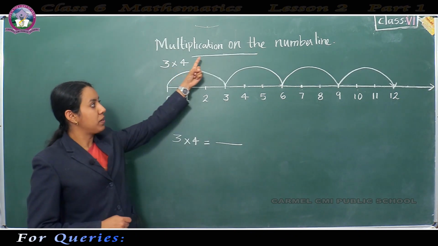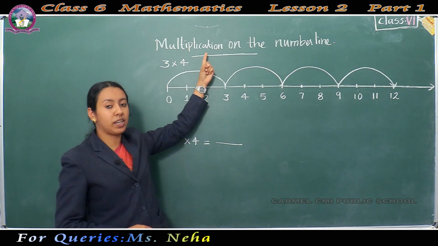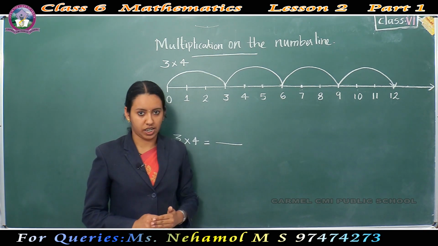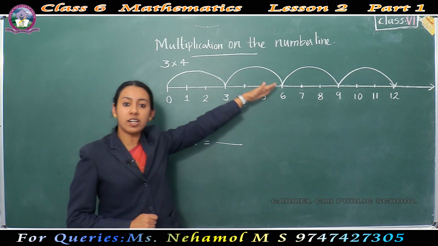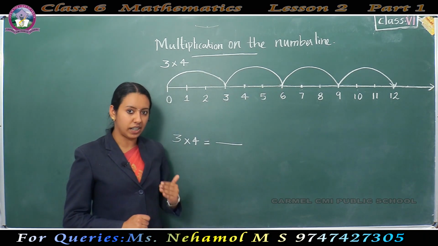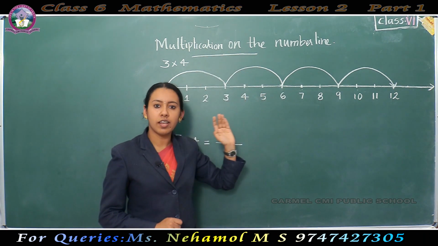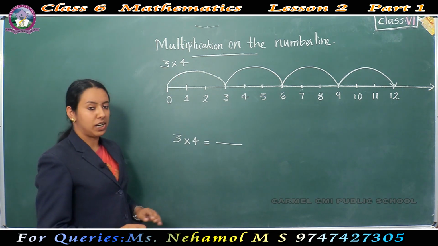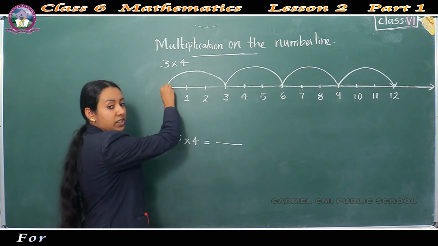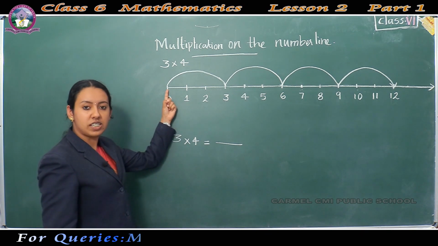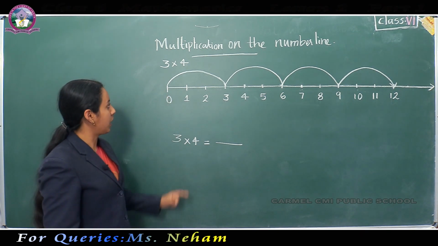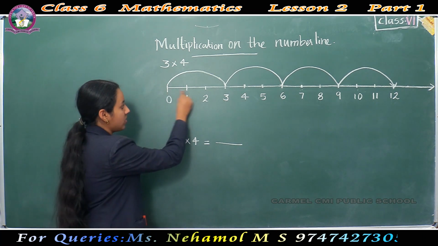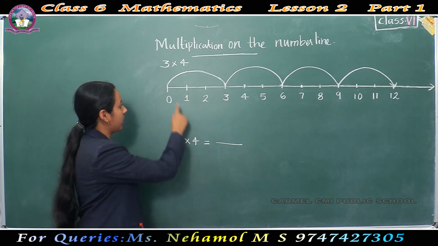Next one, multiplication on the number line. We know that multiplication is repeated addition. So here also we have to move towards the right. 3 into 4. For multiplication, here we have to start with 0. Then make 4 jumps, and one jump consists of 3 units.